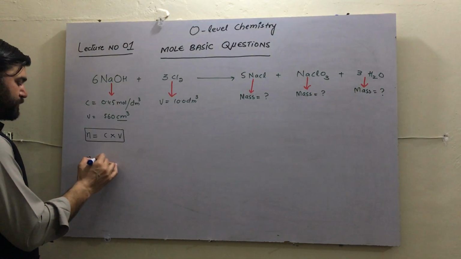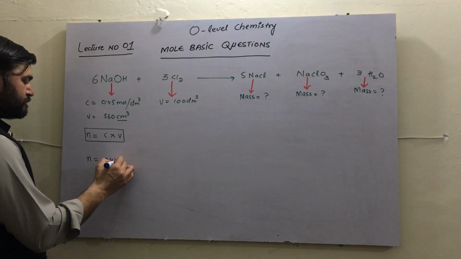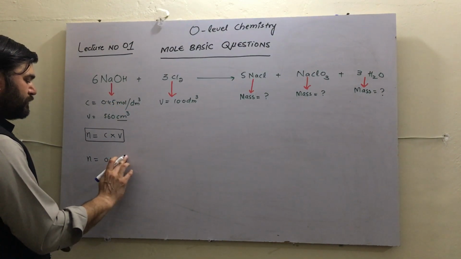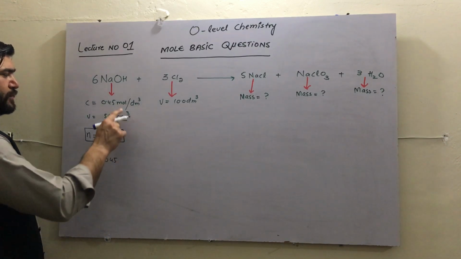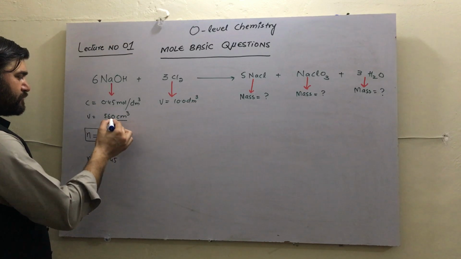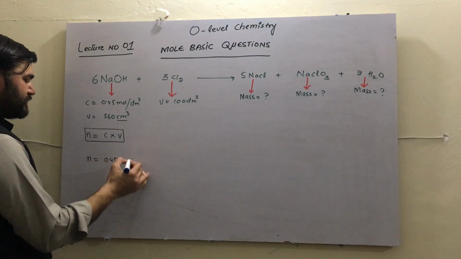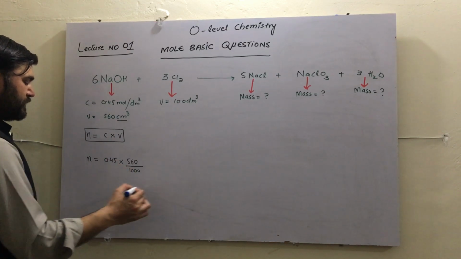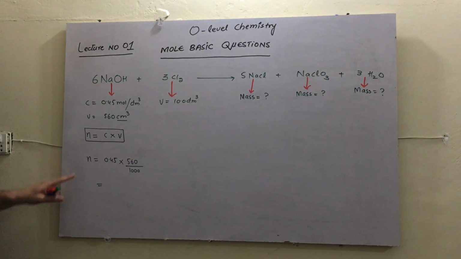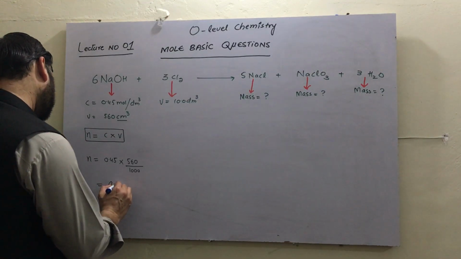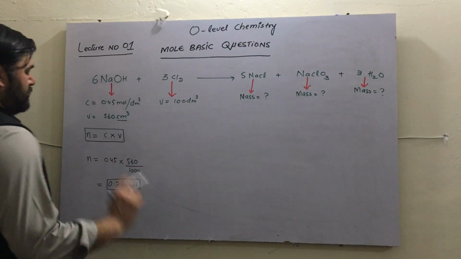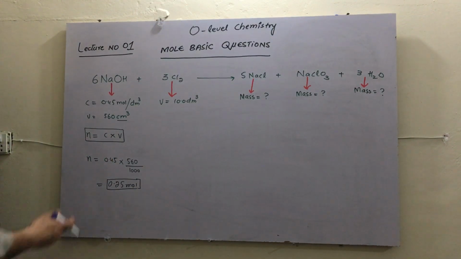So the moles will be: concentration is 0.45 mole per dm cube. Let's erase the units for a second, because we just multiply it with the volume. Volume is 560 centimeter cube, which we divide by 1000 to convert into dm cube. When we calculate with all these values, the answer comes 0.25 mole. This is the mole of NaOH; I simply multiplied it and calculated it.